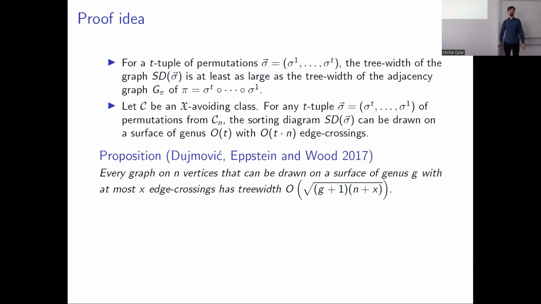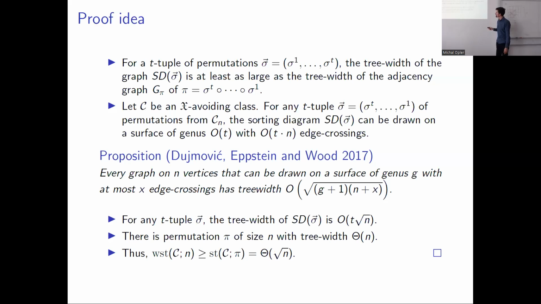And then you just throw in the large hammer from structural graph theory by Dujmović, Eppstein, and Wood. Not exactly in this formulation, but it's a very straightforward corollary of their results: any graph on n vertices that you can draw on a surface of genus g with at most x edge crossings has tree width at most square root of (g plus 1) times (n plus x). And if we plug in the values we have, we get that the sorting diagram has tree width at most the number of sorting steps times square root of n.